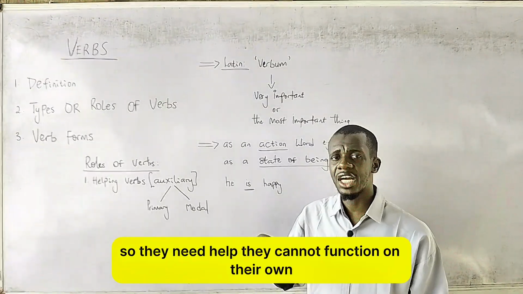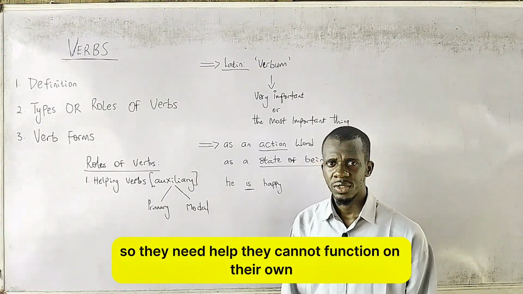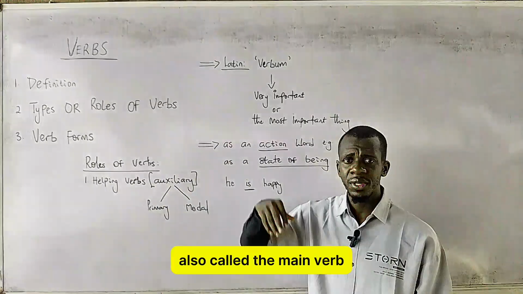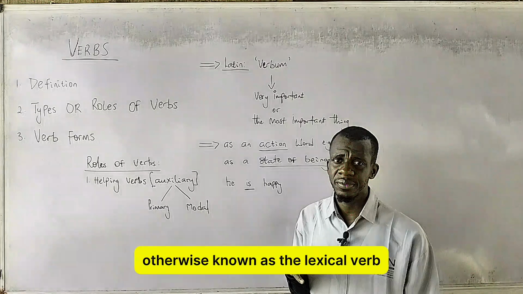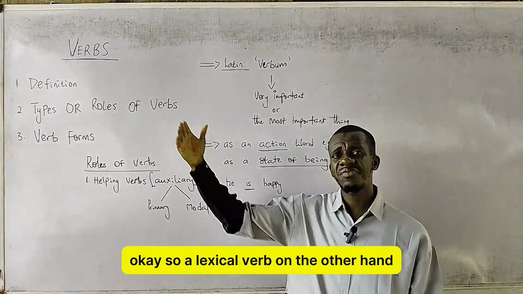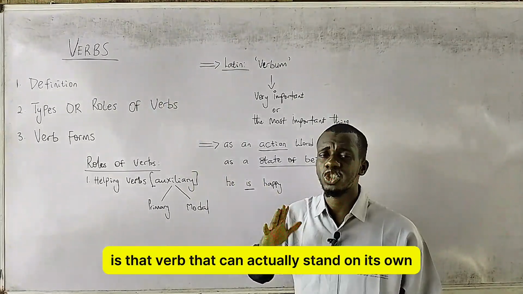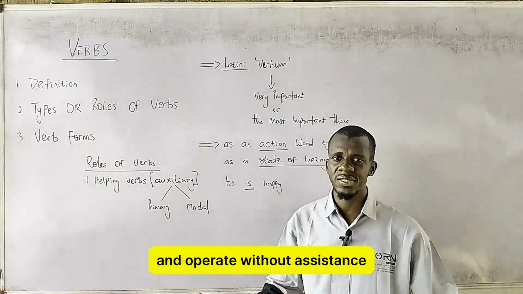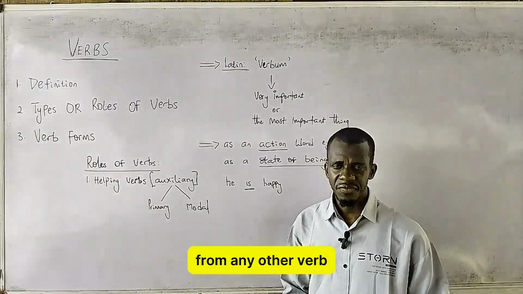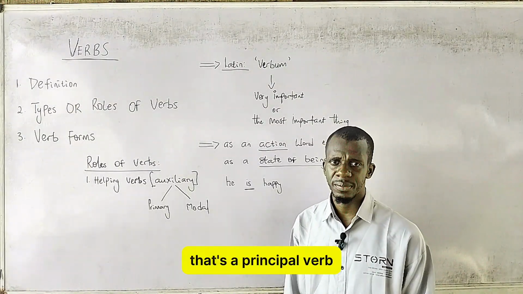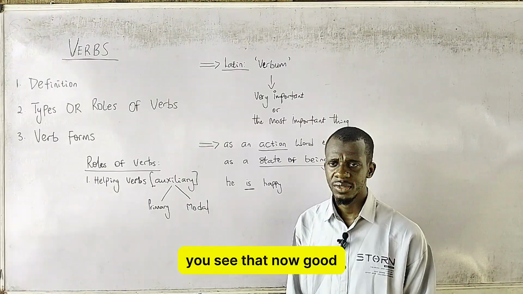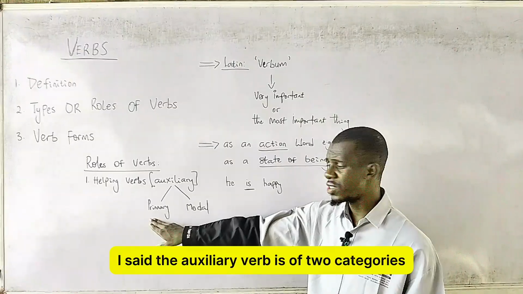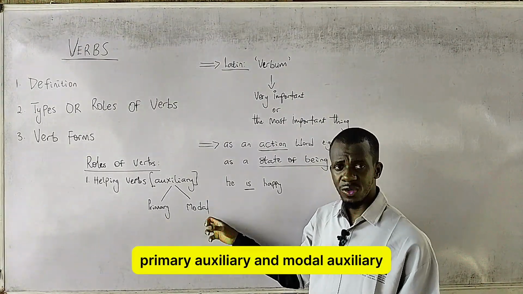So they need help. They cannot function on their own. They need the assistance of the principal verb, also called the main verb, otherwise known as the lexical verb. Okay, so a lexical verb, on the other hand, is that verb that can actually stand on its own and operate without assistance from any other verb. That's a principal verb. You see that now?